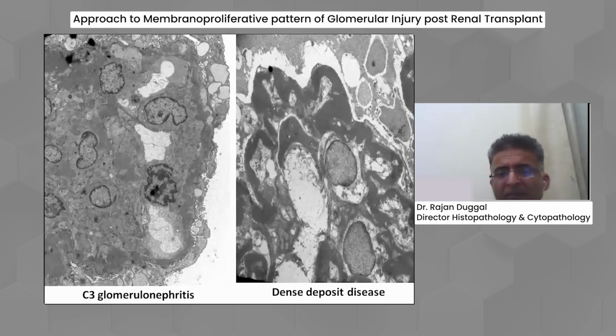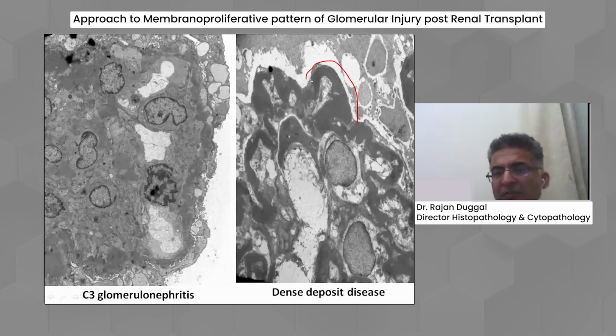And as we know, the distinction between C3 glomerulonephritis and dense deposit disease can be done only on ultrastructure examination. So based on immunofluorescence and light microscopy, you can only label this as C3 glomerulopathy, recurrent or de novo. But only on ultrastructure examination will you be able to say whether it is C3GN or DDD. So this is another case, dense deposit disease.